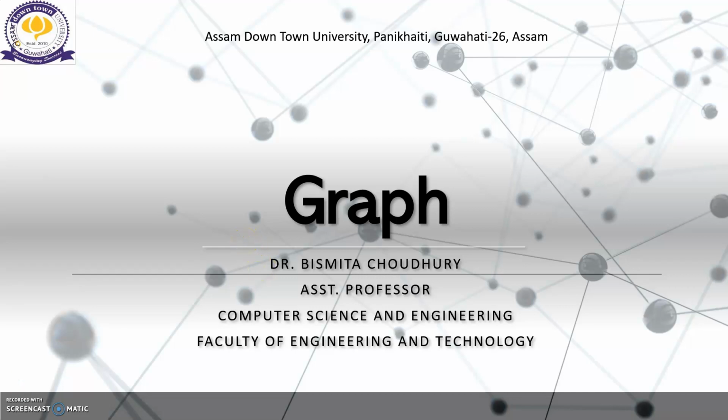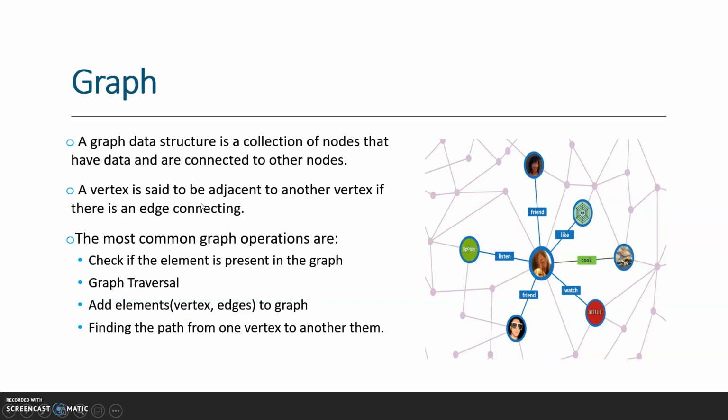Hello everyone. In this video I am going to explain a very interesting data structure which is graph. A graph is a data structure and it's a collection of nodes that have data and are connected to other nodes. A vertex is said to be adjacent to another vertex if there is an edge connecting them.